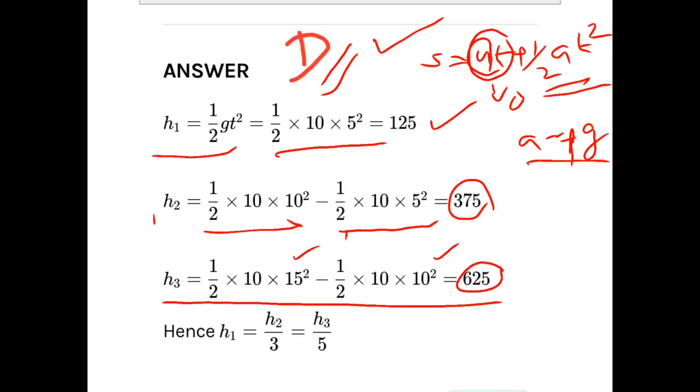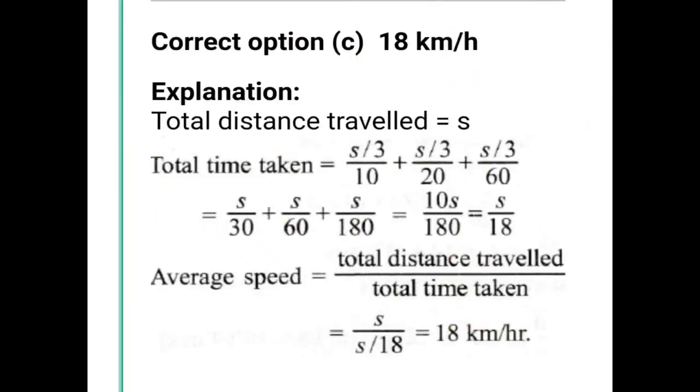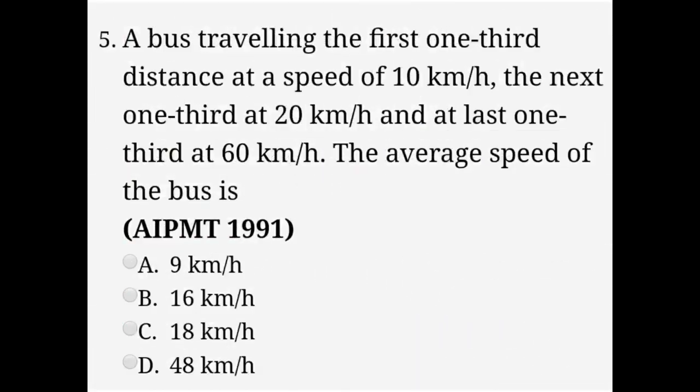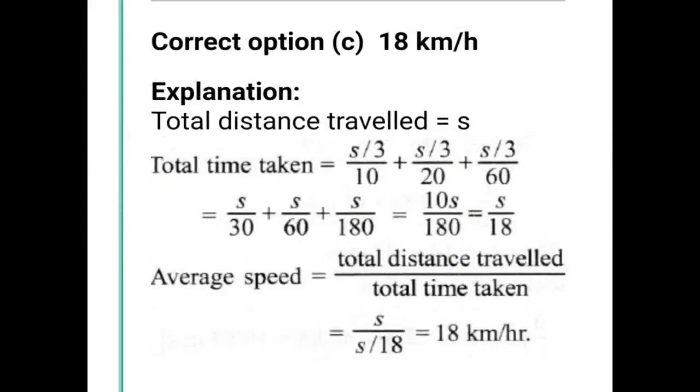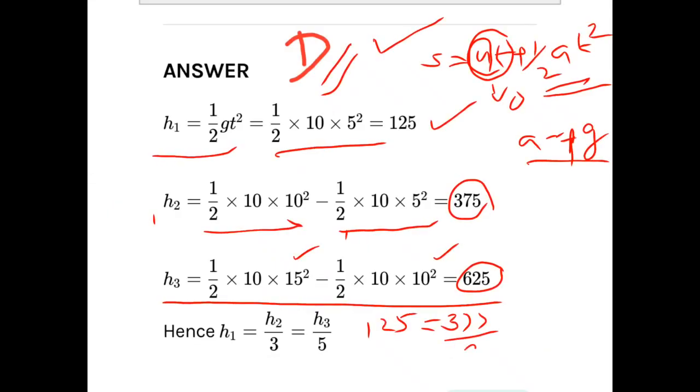So here H1 is equal to 125, H2 divided by 3 is 375 divided by 3, and H3 divided by 5 is 625 divided by 5. You will get the same value, which is the correct answer. H1 is equal to H2 by 3 is equal to H3 by 5. So option D is the correct answer here.